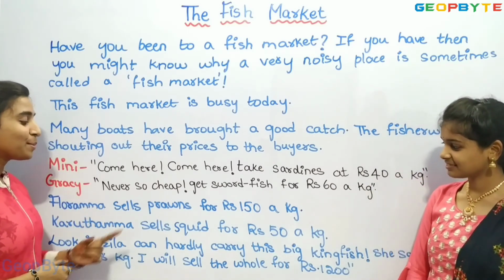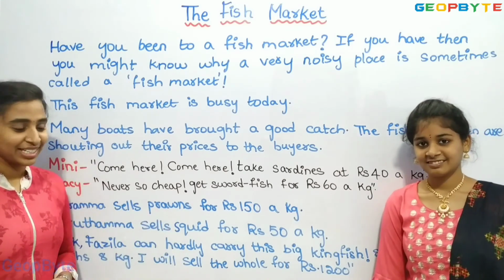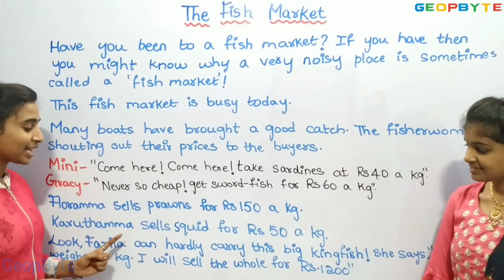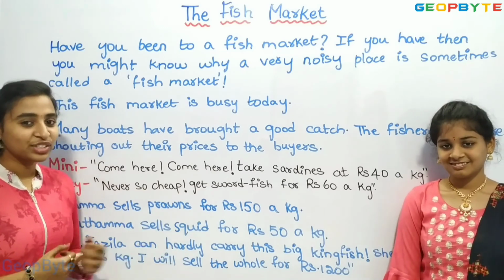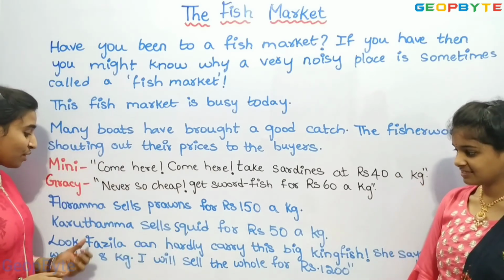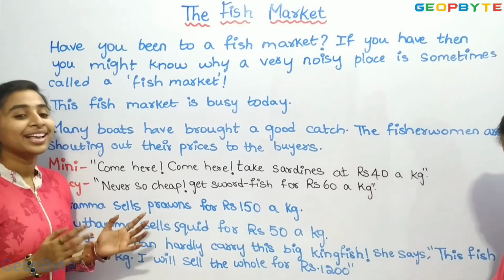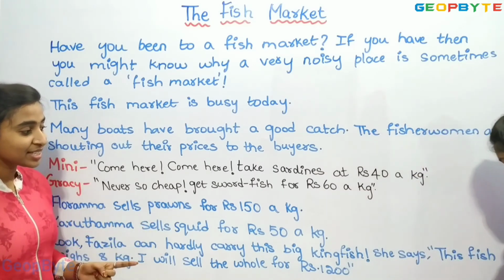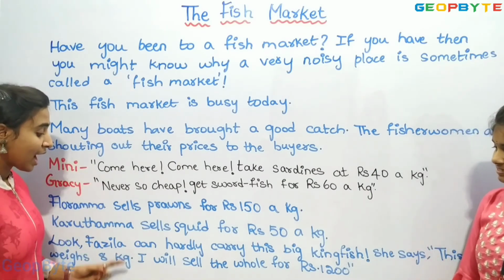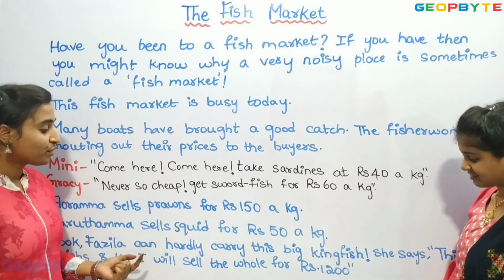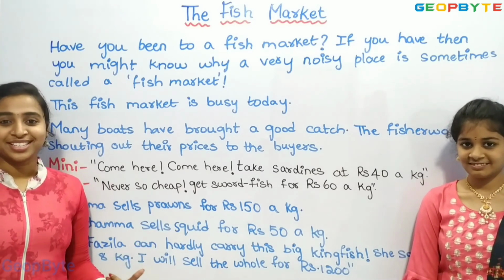Floramma sells prawns for ₹150 a kg. Karutamma sells squid for ₹50 a kg. Look, Fazila can hardly carry this big kingfish. She says this fish weighs 8 kg. "I will sell the whole for rupees 1200." So, this is the story.